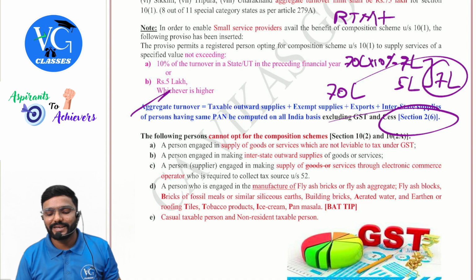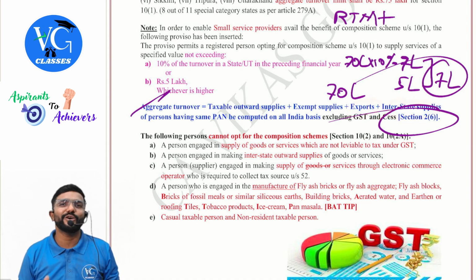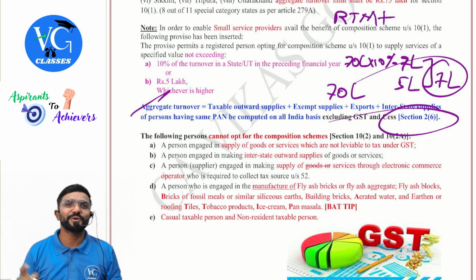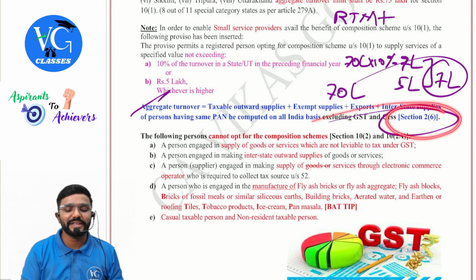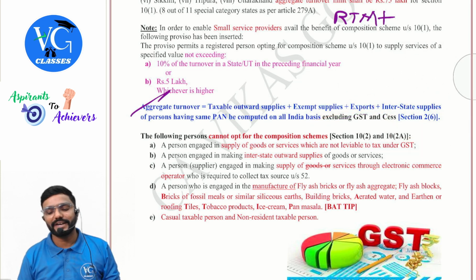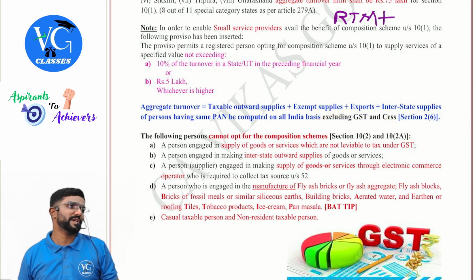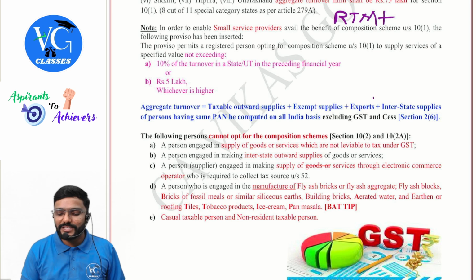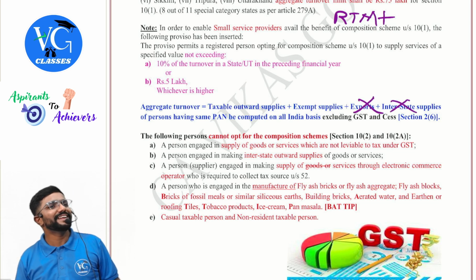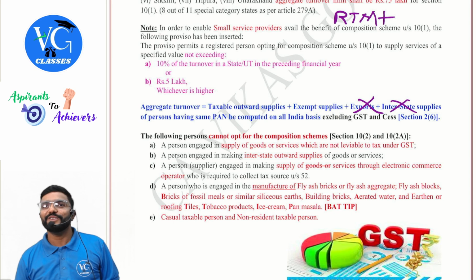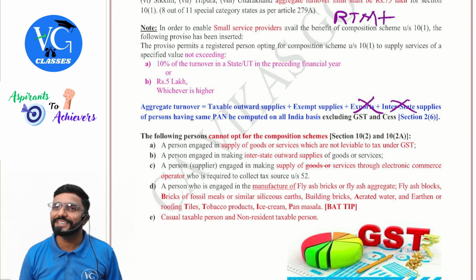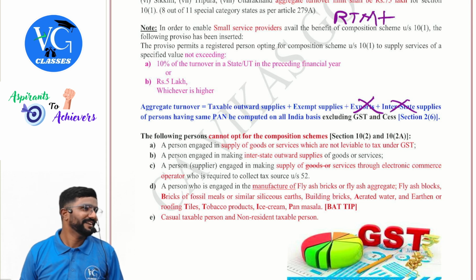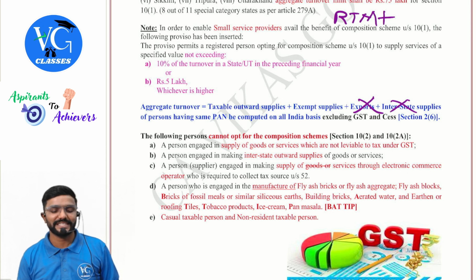Now you may ask me, sir, export and interstate supply and all, how will it come here, sir? Because these guys cannot supply outside the state. Yes, they cannot supply outside the state. But I told you, this is a definition given for the entire act, guys, not only for composition scheme. Clear? If you ask me for a composition supplier, will this be relevant, sir? No. Why? They cannot supply outside the state. When they cannot supply outside the state, can they supply outside the country? No, no. Because even export is treated as interstate supply, guys.